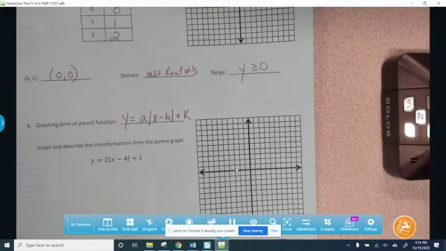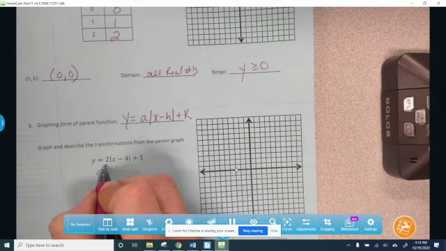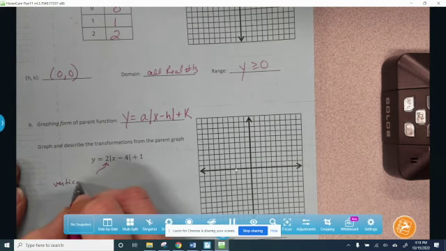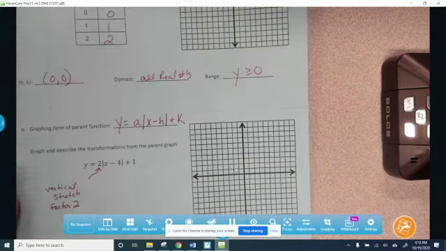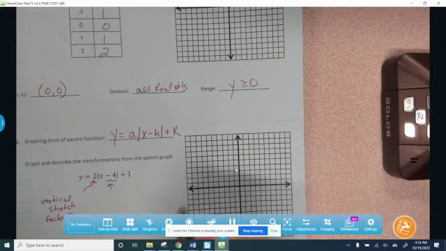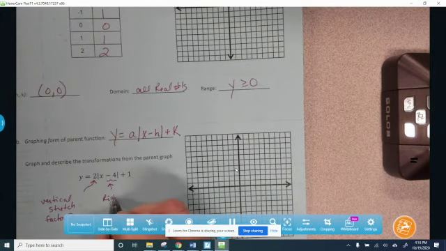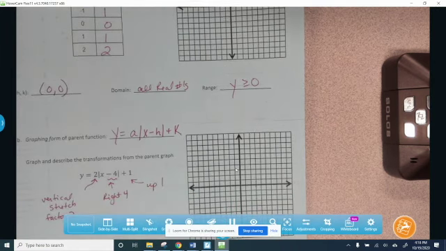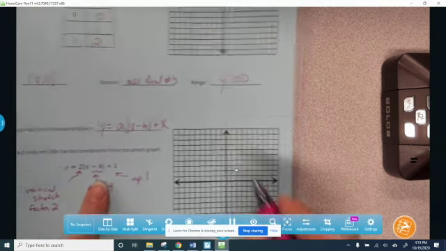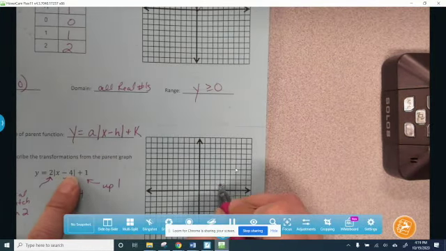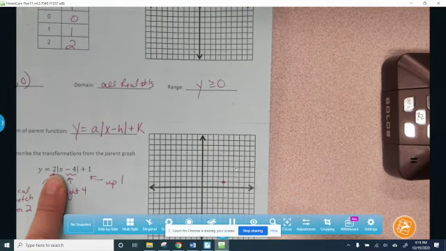So let's describe the transformations. a is positive, so our V opens up, but the 2 means it's a vertical stretch of factor 2. The -4 means the V-shaped graph is going to be shifted right 4 units, and the +1 means it's going to go up 1. So let's make our graph. The point of the V, the vertex, is (4, 1), and again, a vertical stretch of 2.